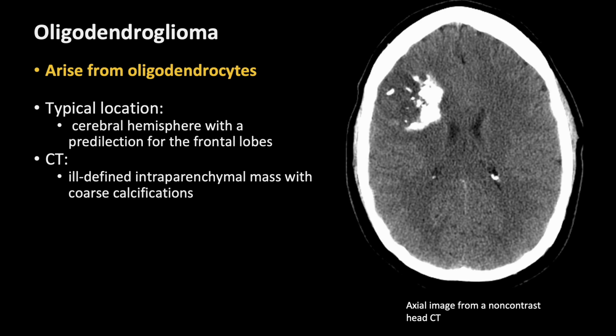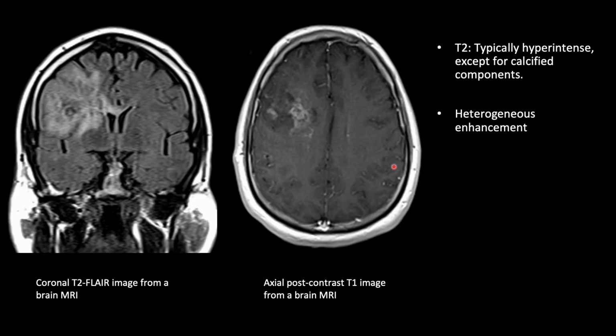The next tumor we're going to talk about is an oligodendroglioma. These tumors arise from oligodendrocytes, as the name suggests. Their typical location is in the cerebral hemispheres, and they have a predilection for the frontal lobes. This image is an axial non-contrast CT. These tumors are generally described as an ill-defined mass, meaning the borders of the tumor are a little harder to clearly delineate. They generally have coarse calcifications within the tumor that cause this hyperattenuating signal throughout.